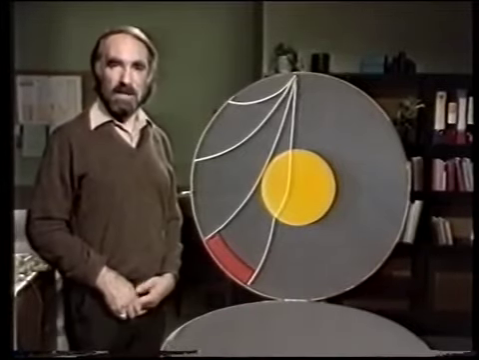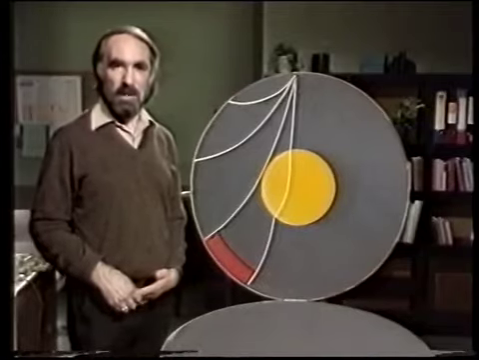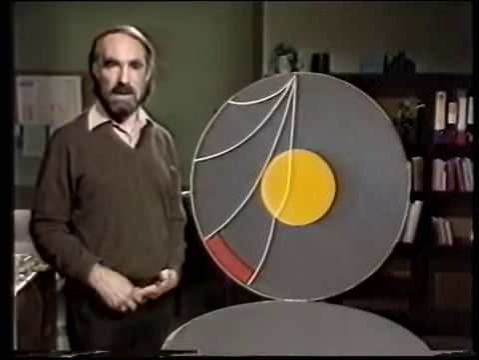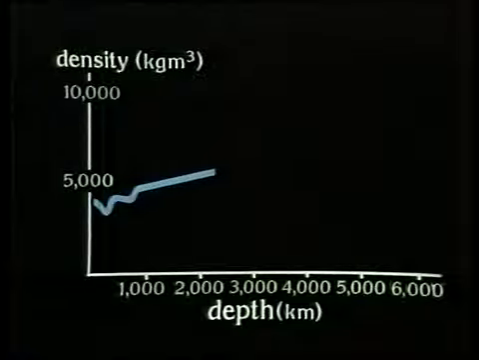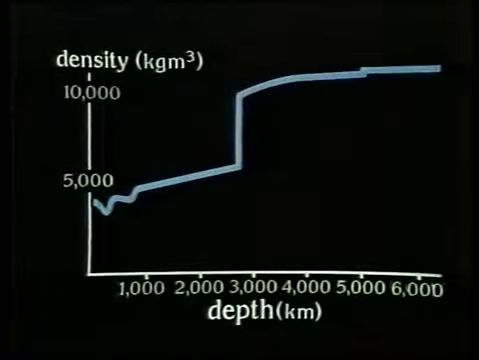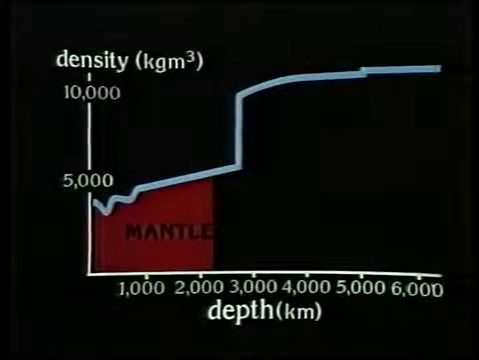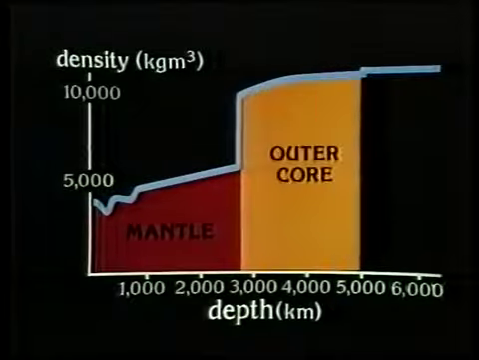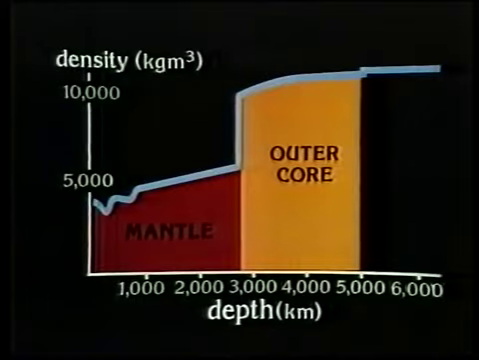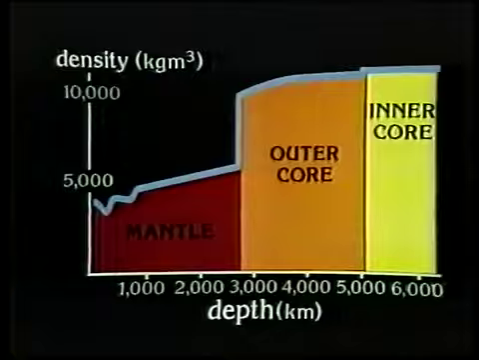In fact, detailed study of earthquake waves throughout the entire Earth, which you'll find described in Block 2, has enabled us to build up an accurate picture of the variation of density, in kilograms per cubic metre, against depth, in kilometres, from the Earth's surface. It looks like this. As you can see, there are three distinct regions of different density. The mantle, down to a depth of 2,900 kilometres, the outer core, where we have sharp increases in density, and the small, slightly denser inner core, right at the centre of the Earth.